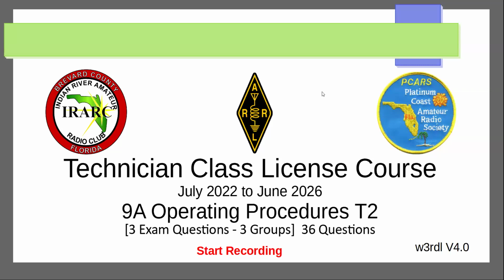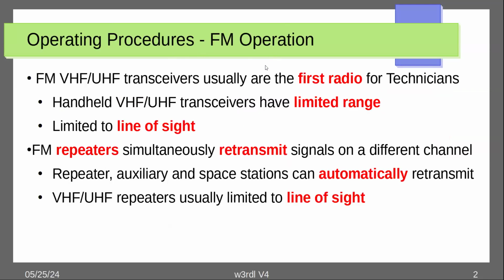All right. So today's all about operating procedures, using repeaters and a little bit on what you do on HF, because you can operate on 10 meters on voice if you have an HF transceiver. You kind of already know this, that as a technician, you're pretty much limited to VHF, UHF, except for that small 10-meter segment where you can do voice.